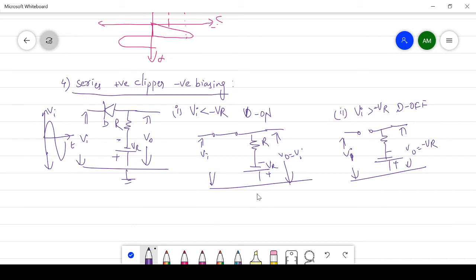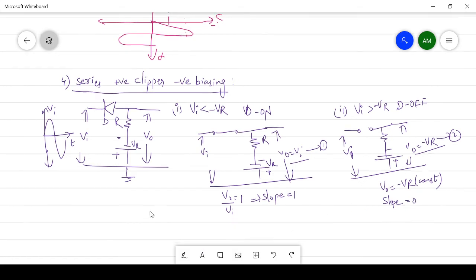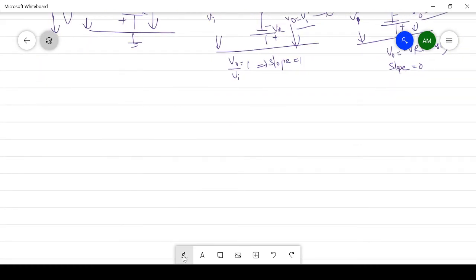So these two equations are called transfer characteristic equations. From equation 1, V naught by Vi is equal to 1, then the slope is equal to 1. From equation 2, V naught is equal to minus Vr, so it is a constant, then the slope is 0. So by using these two equations, you can draw the transfer characteristic curve.